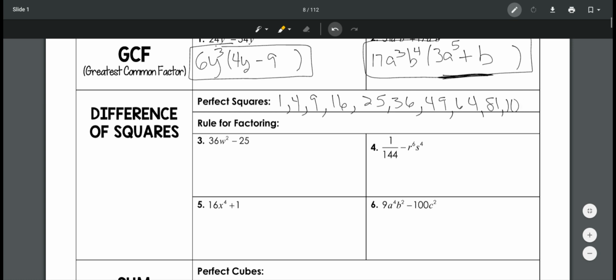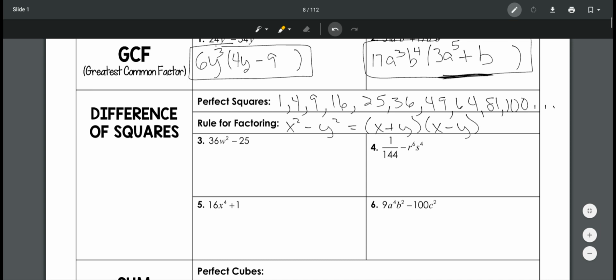These numbers should look familiar to you. These are not the only perfect square numbers, but that's just from 1 squared all the way up to 10 squared. So the rule for factoring a difference of squares is that it has to be x squared minus y squared. And if it is x squared minus y squared, then the factors are conjugates, x plus y and x minus y. Those are called conjugates with respect to each other because they have the same terms except they differ in signs. One has a plus in the group and the other one has a minus.